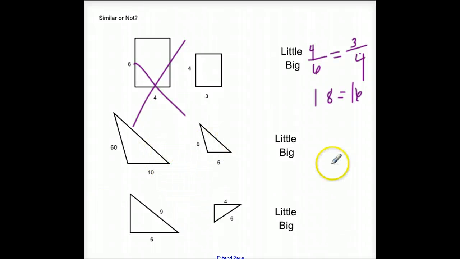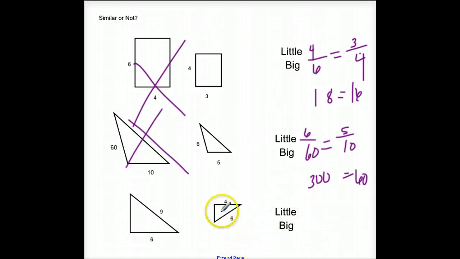Alright, let's try the triangles. I'm going to do this long side to this big side. So 6 to 60 equals bottom of little to bottom of big, 5 to 10. Alright, well I already know this is not going to be proportionate because 6 times 10 is 60 and 6 times 5 is 300. So that is not proportionate.